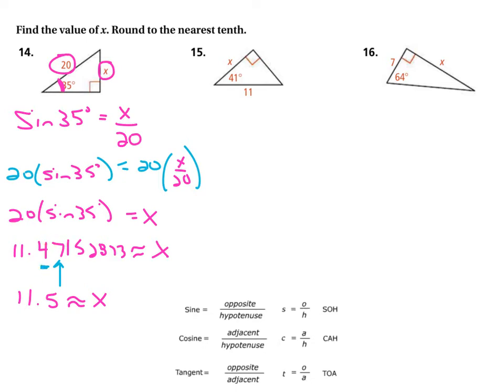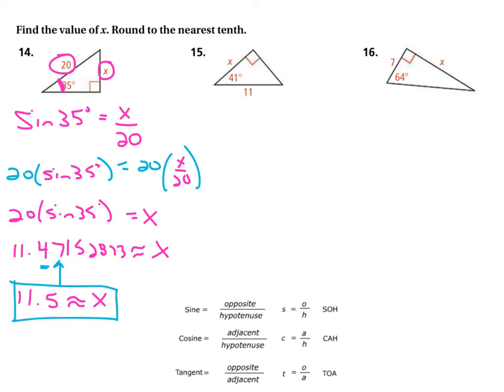So we've got to count it as one more, because there's more than half of a tenth here in this string of numbers. Okay? So that's your answer. We have an answer of 11.5, approximately equal to x.